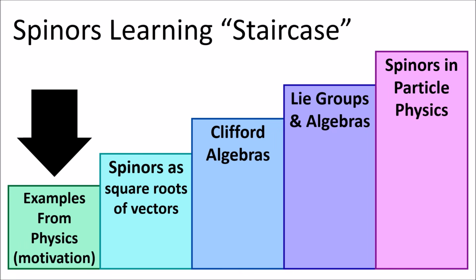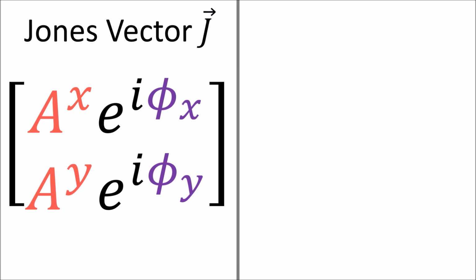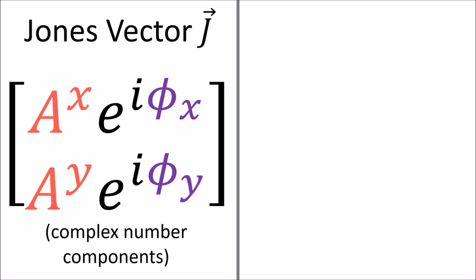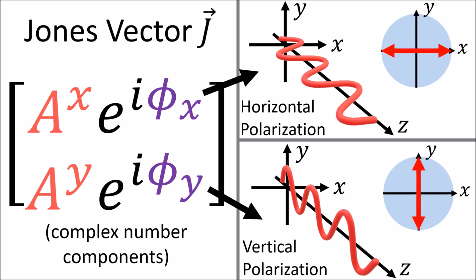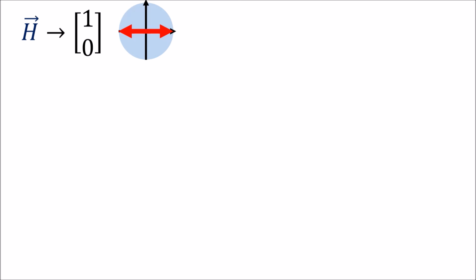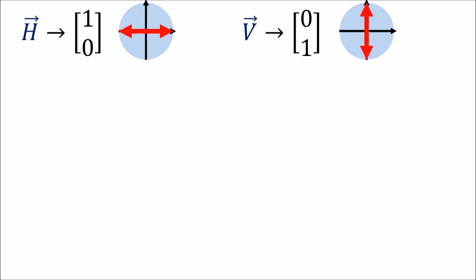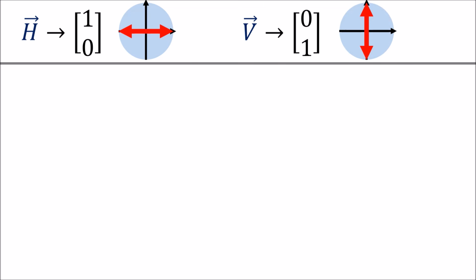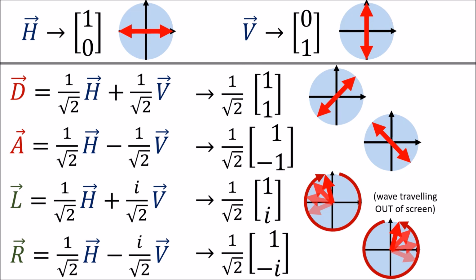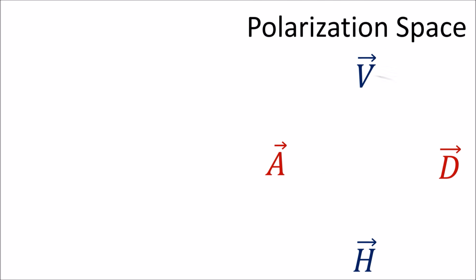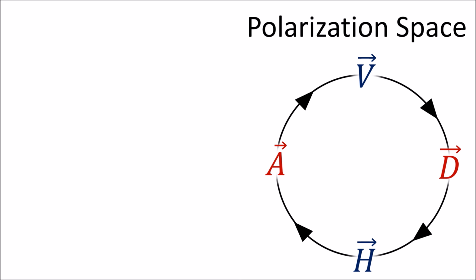So we're continuing looking at examples of spinors in physics. In the last video, we introduced Jones vectors for representing the polarizations of electromagnetic waves. The top component gives the magnitude and phase of a horizontally polarized wave, and the bottom component gives the magnitude and phase of a vertically polarized wave. By combining these two polarizations in different amounts and phases, we can get other polarizations, like diagonal, anti-diagonal, left circular, and right circular polarizations.